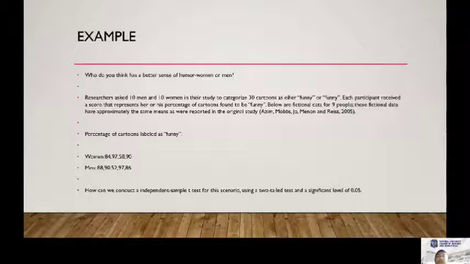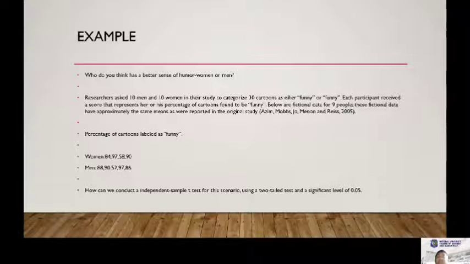So the example is: who do you think has a better sense of humor, women or men? So the researcher used 10 men and 10 women. In their study, they categorized 30 cartoons as either funny or not funny. Each participant received a score that represents the percent of cartoons found to be funny. The data below have approximately the same mean as were reported in the original study.